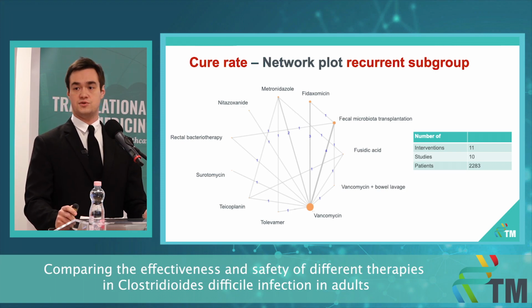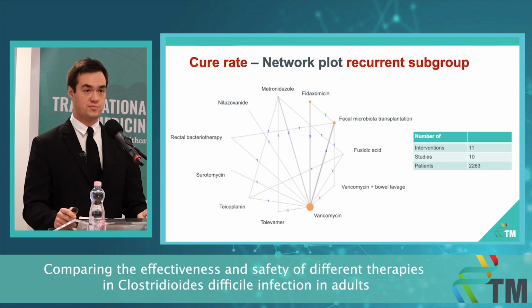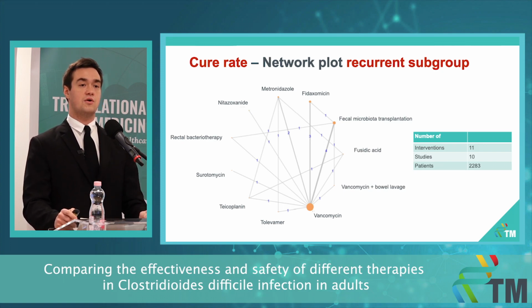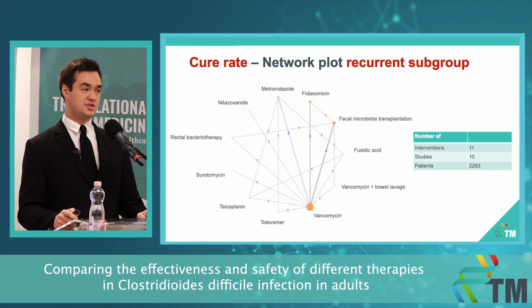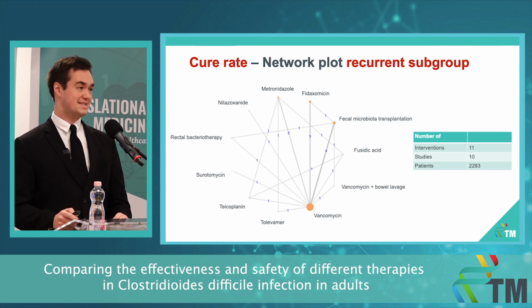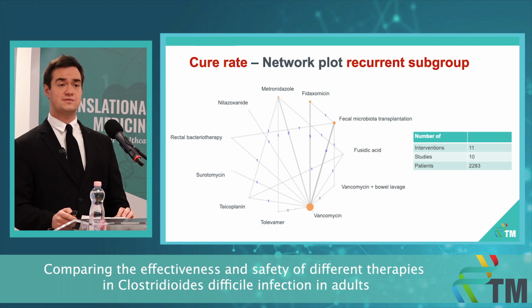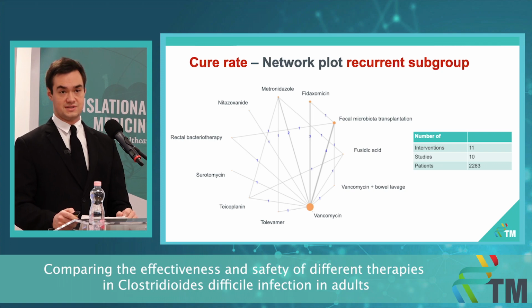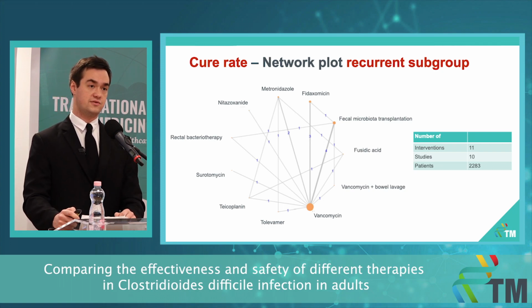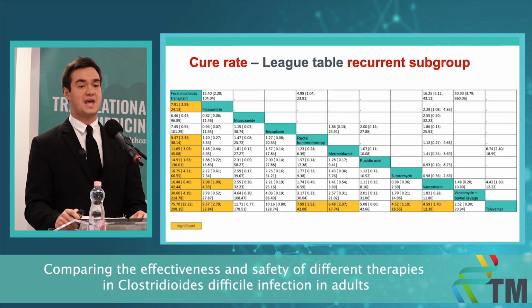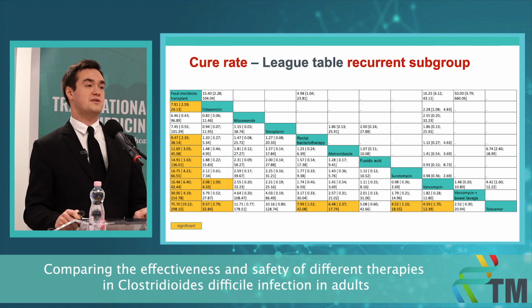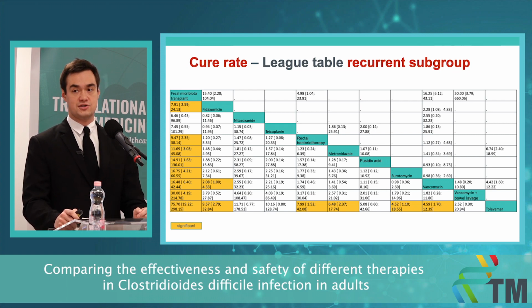So let me introduce to you our first subgroup, the recurrent subgroup. For this analysis, we included only those studies which included patients who suffered from a recurrent C. diff infection. For this, we included 11 interventions from 10 studies, and more than 2,200 patients were included for it. This is a league table, and FMT became the first in the row. If we compare FMT and fidaxomicin, for example, in the FMT arm there is almost 8 times higher chance of recovery than in the fidaxomicin arm.